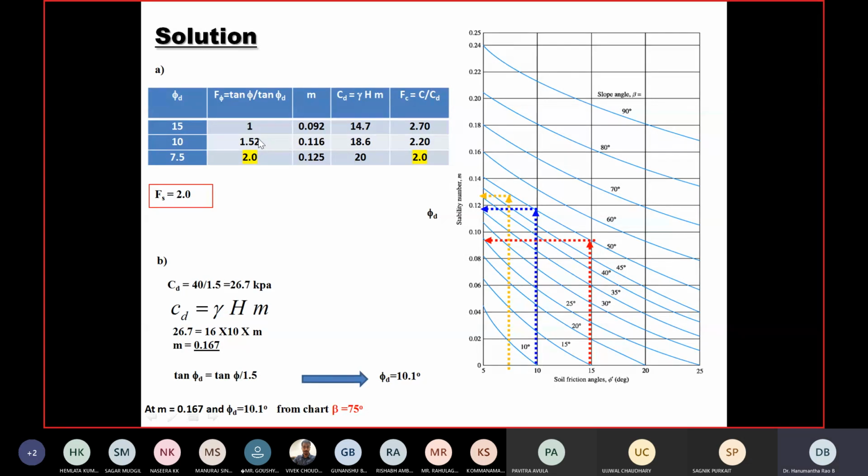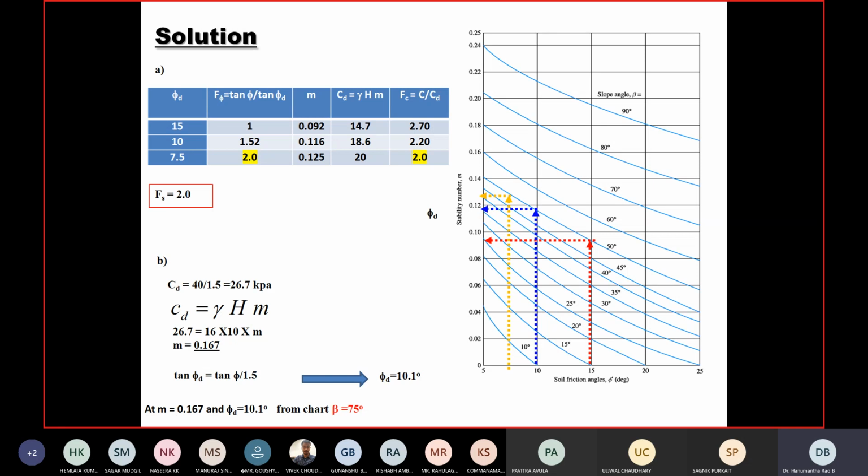Since both are not matching, our assumed value of phi d is not correct. So again, either you try to decrease or increase the value of phi d. So again, I have reassumed the value of phi d as 7.5. Since I know the phi d value, I can calculate the factor of safety as a function of phi, so tan phi by tan phi d, which has been calculated as 2.